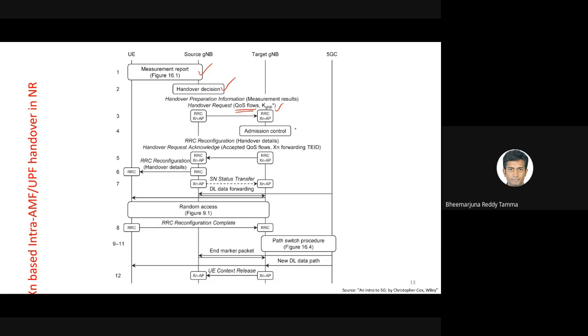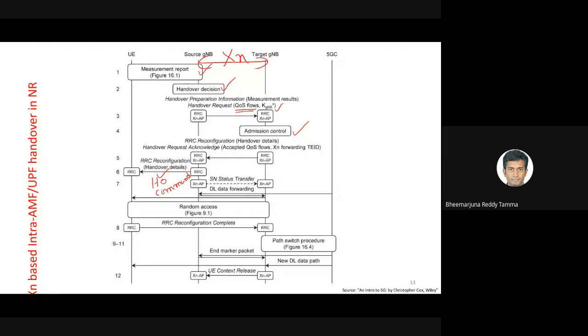Then it is doing admission control. Also, you can see clearly we are using the XnAP protocol. Here we are assuming that we have the Xn interface available between these two, so we are able to use the XnAP protocol to send the handover request message. As a response, we are getting the handover request acknowledgement, which is forwarded to the user as part of the handover command. Handover command is nothing but RRC reconfiguration.